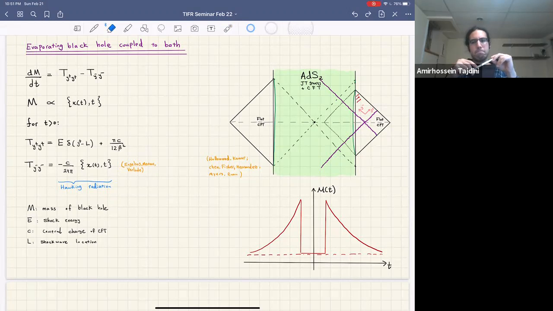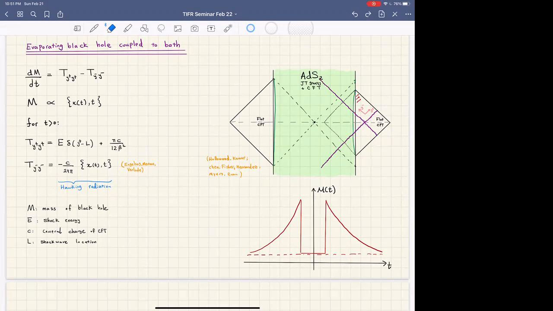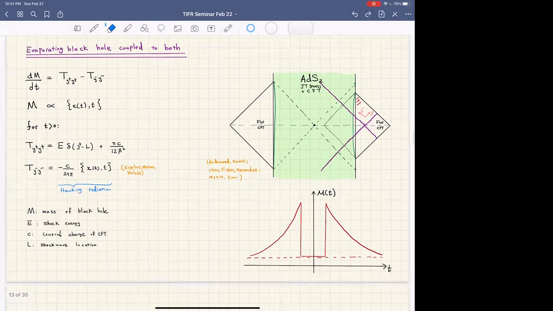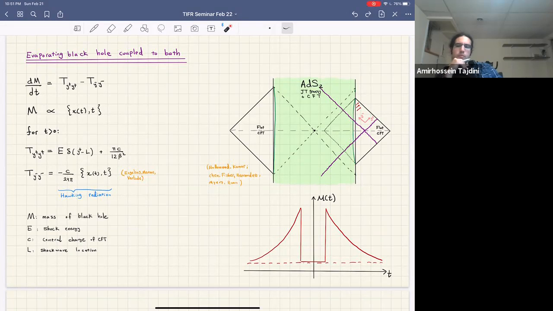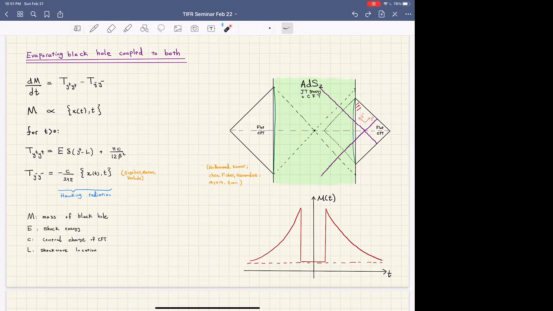Okay. May I ask a question which is perhaps related? Yeah, sure. So in the bath region, there's perhaps some matter field like a massless scalar field or something. So what is the boundary condition that you use at the gluing curve? Is it like a Neumann boundary condition, or what's the boundary condition that you use?